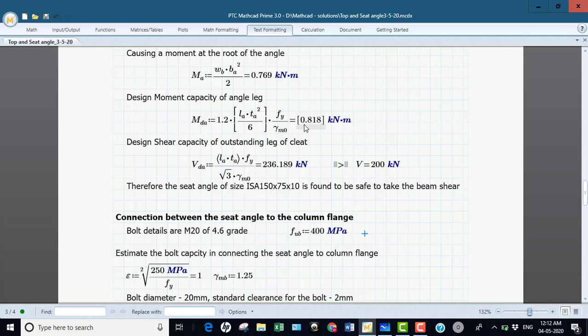So this moment capacity has to be larger than the moment exactly coming on the outstanding leg. So here this is the expected moment, but the capacity is this much. Therefore, the seat angle is stiff enough to act as a seat for the beam to transfer the given reaction.